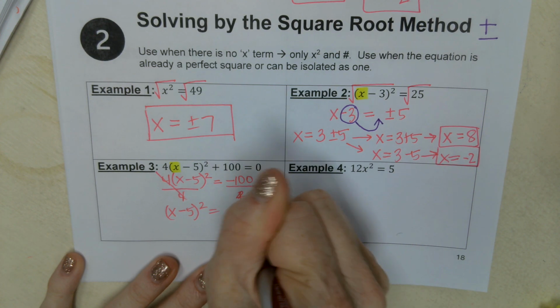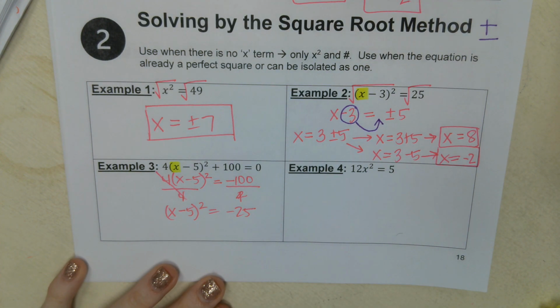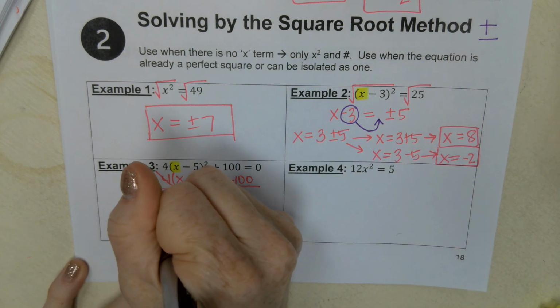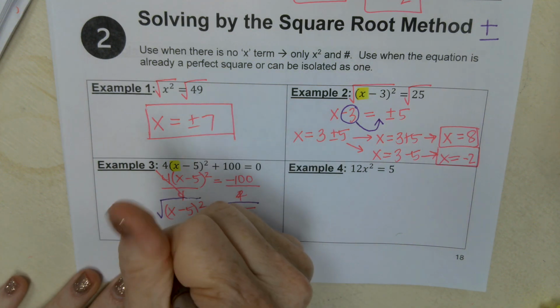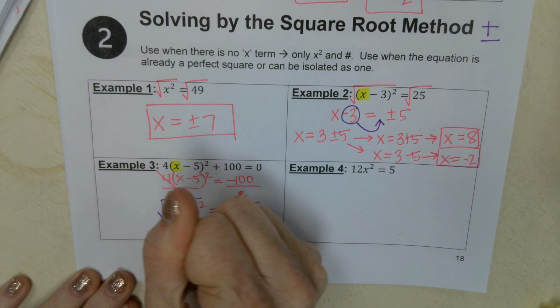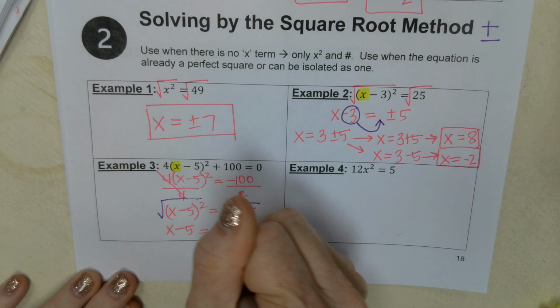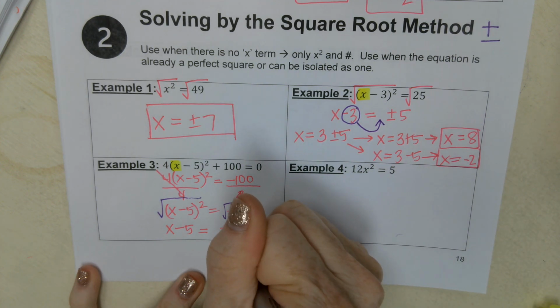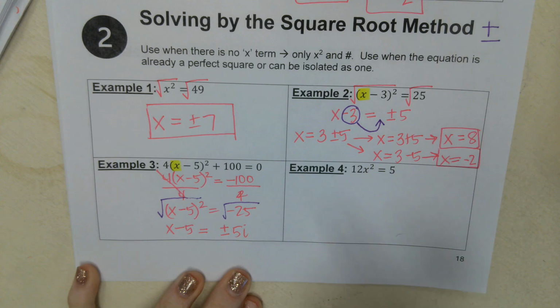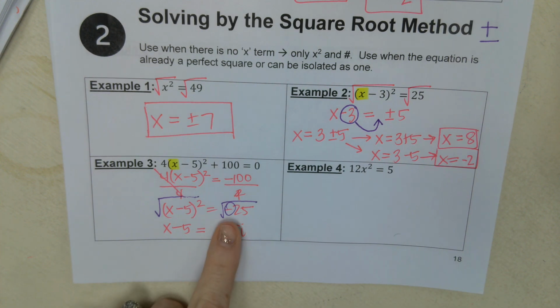Negative 25. Okay? Now remember, I'm trying to get to x. So now I'm going to take the square root of both sides. And I have x minus 5 is equal to plus or minus, because I just took the square root. What will I put behind that plus or minus? 5i. Don't forget there will be an i if you have a negative inside there, okay?